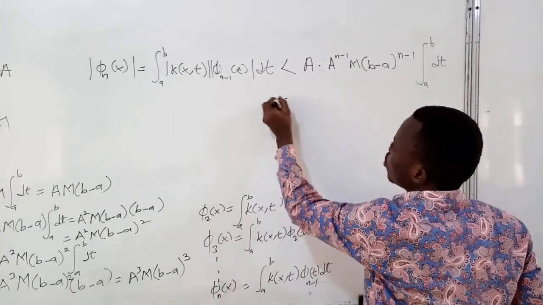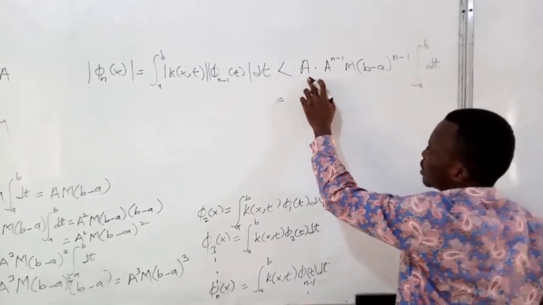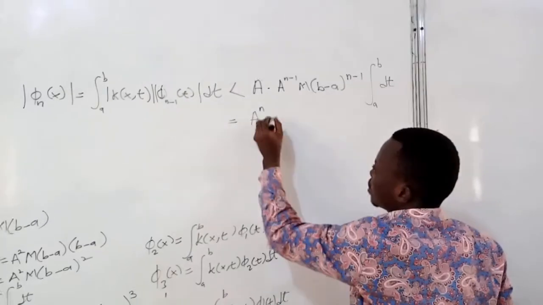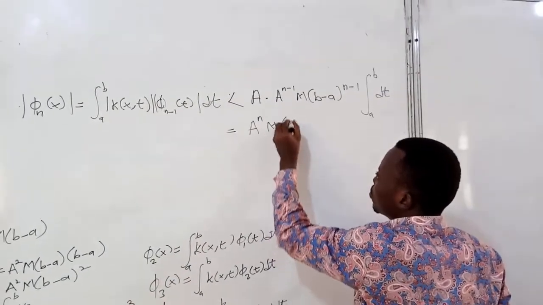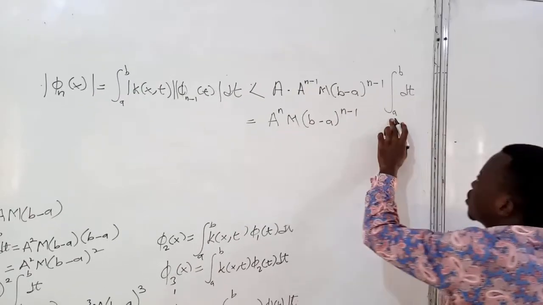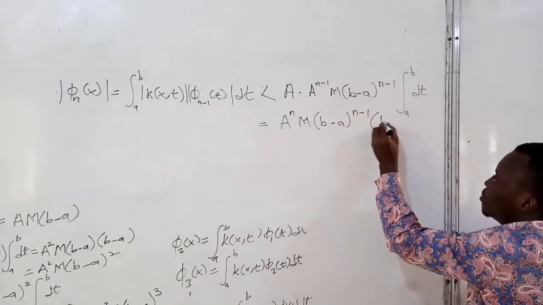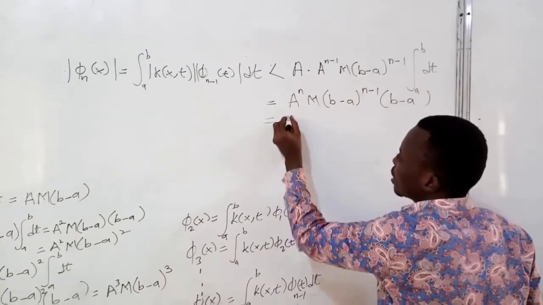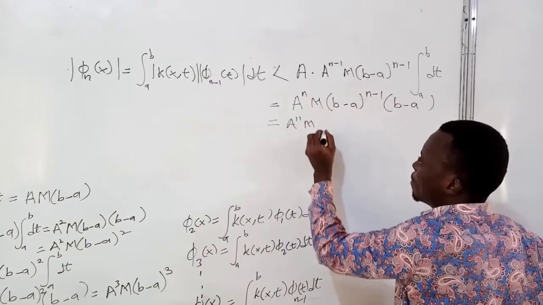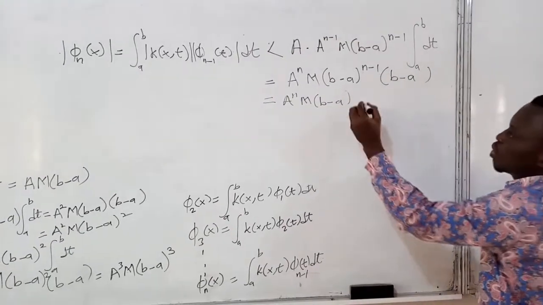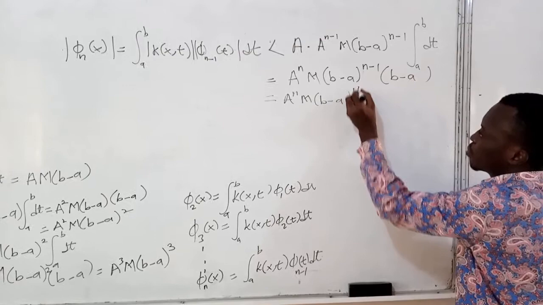So this will be equal to, with indices, this time this. If you add the powers, you're going to get a raised to the power n, then your m, b minus a, n minus 1. If you integrate this, you're going to have b minus a. This becomes a raised to the power n, m, b minus a. Indices, you add the powers. So we're going to get n.